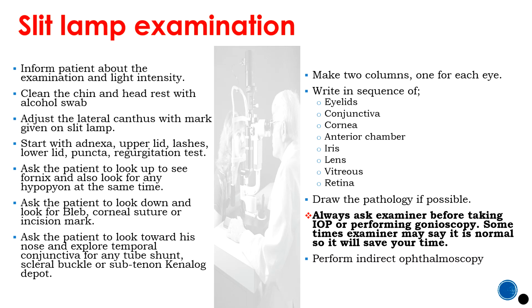For your ease, make two columns, one for each eye. Write the findings in a sequence of eyelids, conjunctiva, cornea, anterior chamber, iris, lens, vitreous, and retina. Draw the pathology if possible. Always ask the examiner before taking IOP or performing gonioscopy, because sometimes the examiner may say that it is normal and then it will save your time. Then you have to perform indirect ophthalmoscopy.